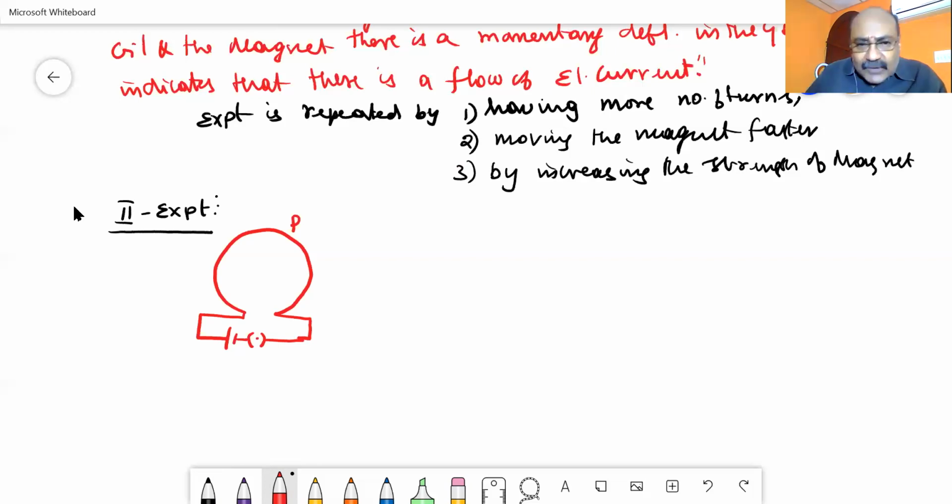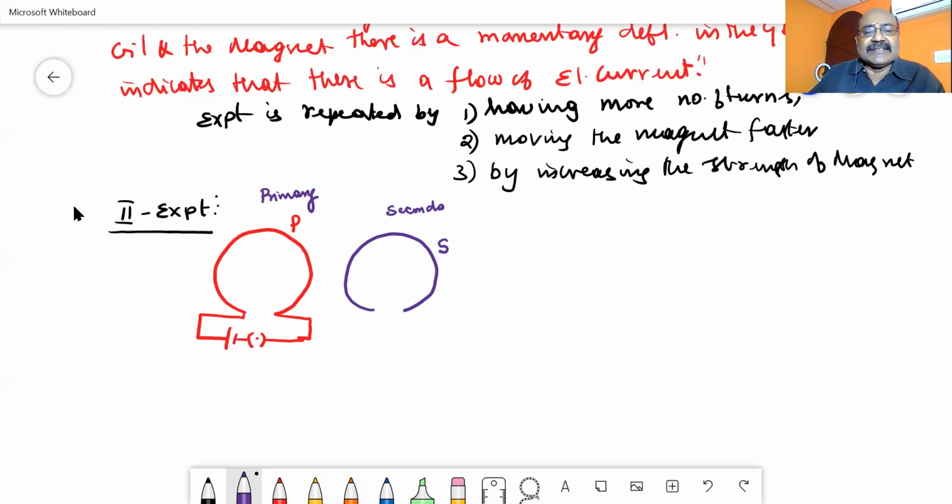Nearer to this coil P, he considered another coil, which is taken as the secondary. This coil is generally considered primary, and this coil is generally considered secondary. The two ends of the secondary coil are connected to a galvanometer, and the other end of the galvanometer is connected to the other end of the coil.